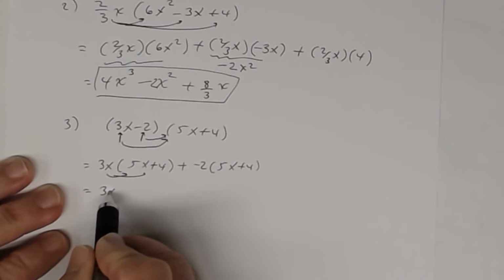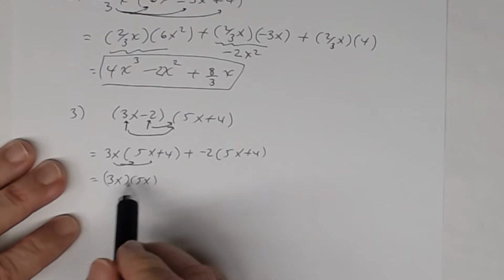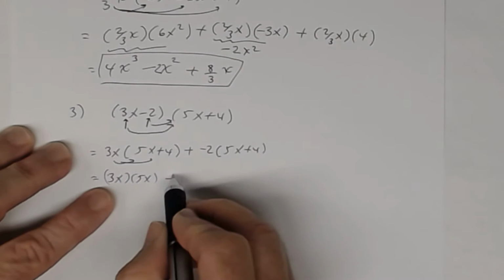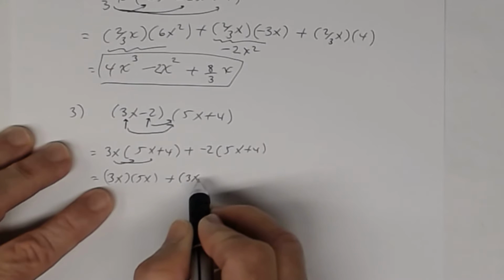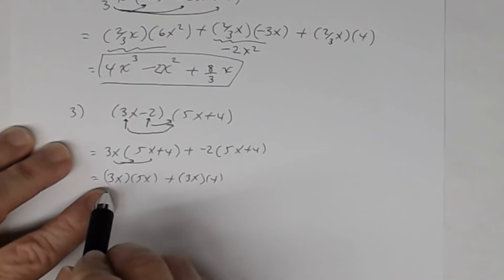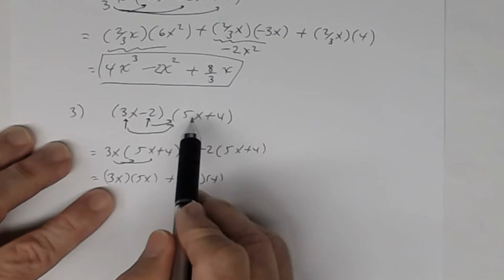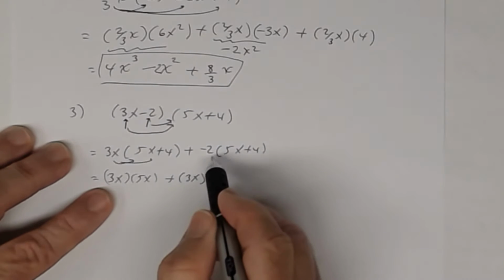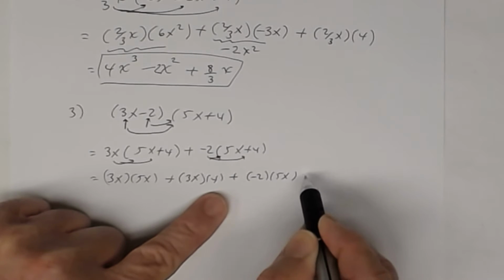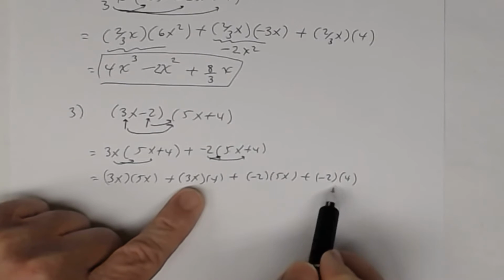So I get 3x times 5x. And notice mentally you know what this is, so you can skip this step, but in your mind this is what you're thinking. You're saying 3x times 5x plus 3x times 4. Every term in that polynomial has to be multiplied by 3x. And the same thing here, every term has to be multiplied by negative 2. So we're going to distribute the negative 2. So I have plus a negative 2 times 5x plus a negative 2 times 4.